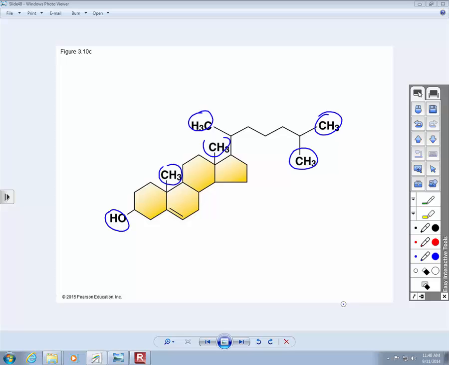So that's it. Your basic structure, these 4 carbon rings, is common. All the steroids have that in common. But depending on what's attached to those 4 carbon rings, you get vitamin A, E, K, or D, or you get any of the androgens or any of the estrogens or cholesterol, which is what this happens to be. So you're just changing up the functional group. Your basic structure is identical, the 4 carbon rings.